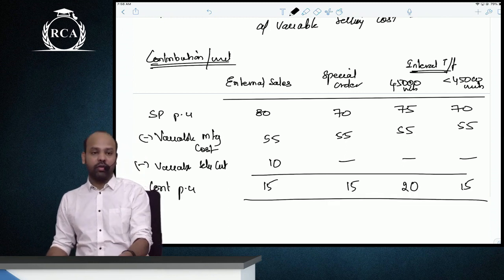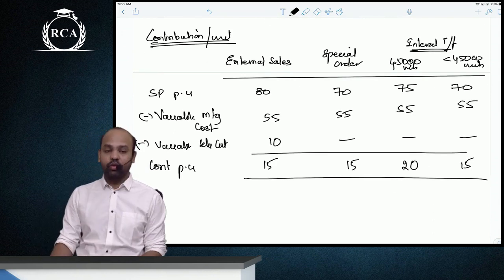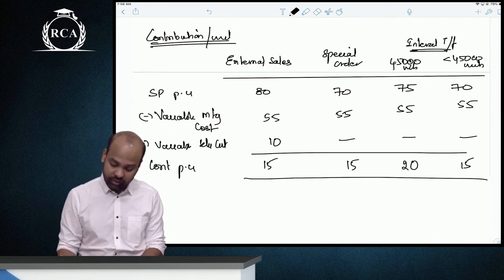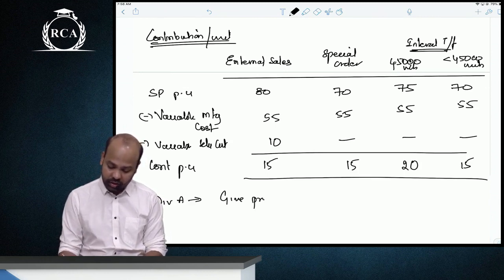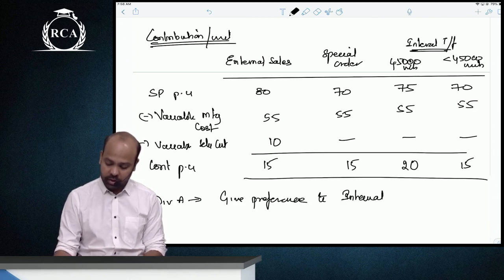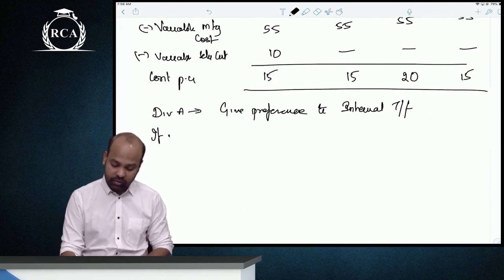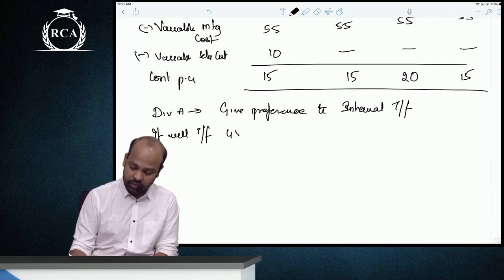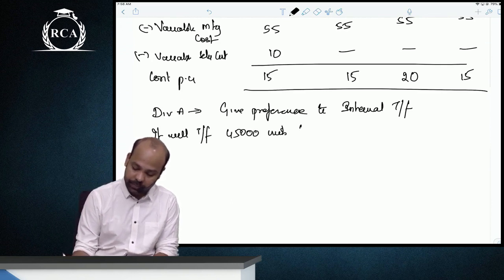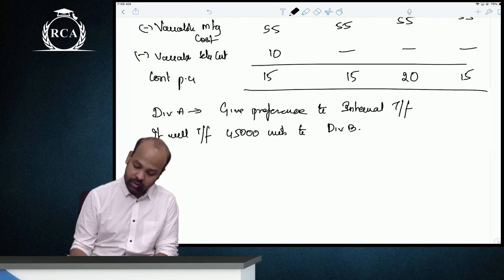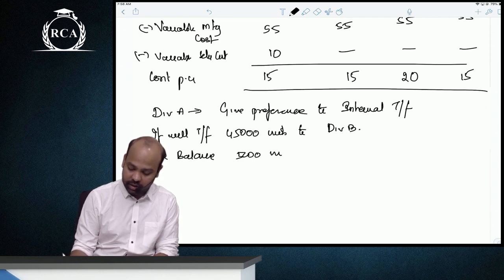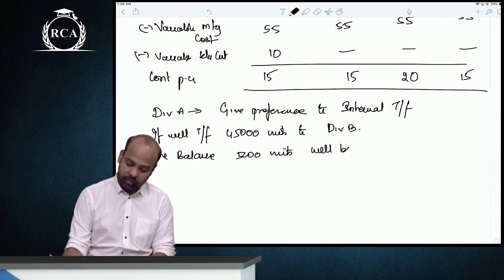So by looking at all of this, it is very clear that division A is going to give preference to internal transfers first. Yes or no? Division A will give preference to internal transfers. It will transfer 45,000 units to division B. Correct, sir. The balance 5,000 units, obviously, better in external sales. The balance 5,000 units will be sold in the external market.